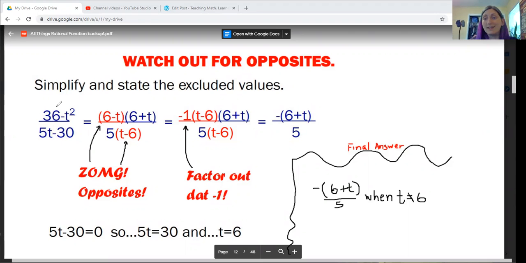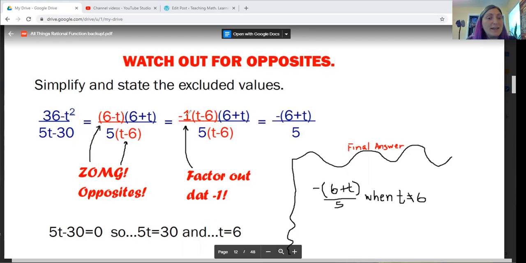When we factor this, and again, it's a difference of squares, we have 6 minus t and 6 plus t. Cool. All right. And down here, when we factor out a 5, we have 5 and t minus 6. Oh, don't you just want to cancel that so badly? But it's not the same thing, right? Subtraction's not commutative.